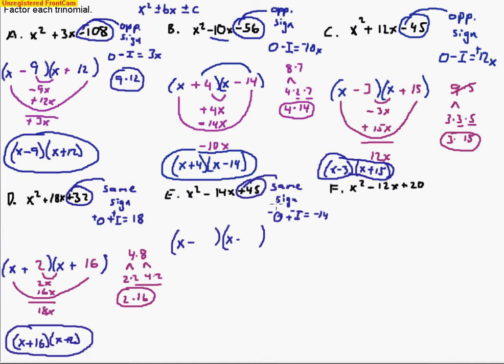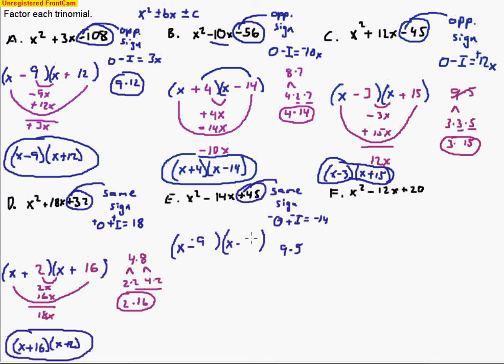So now we just need the numbers that multiply to make the 45. So let's see what we got here. Well, the first numbers that come to my mind are 9 times 5. 9 times 5 makes 45. Now, do those numbers add to make 14? Yes, they do. So we've got the right numbers. 9 and 5. Got it on the first try there.